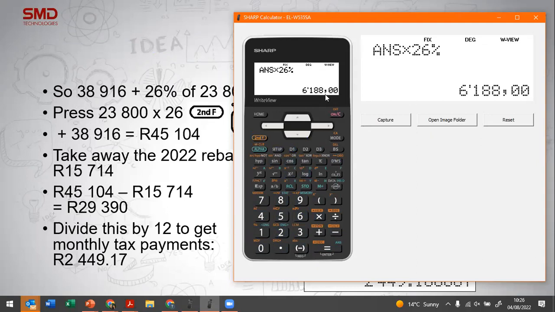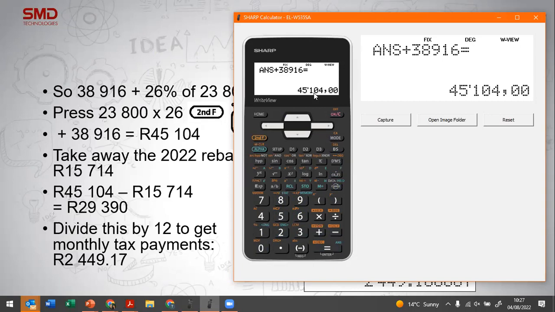6,188 Rand. Now we add this tax to our taxable original amount, which is 38,916. Let's say plus 38,916. Here we go. And equals, and that gives us 45,104 Rand.